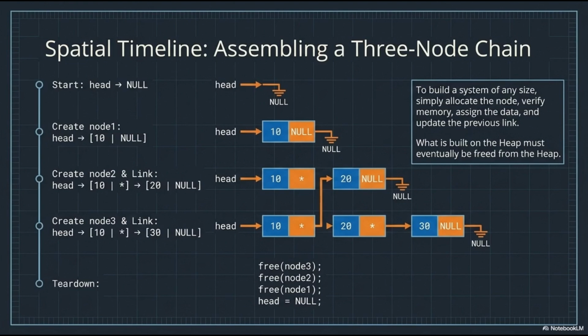Next up, we create node 2 with data 20, and we link node 1 right to node 2. We just repeat that process for node 3, continually updating that previous link. But hey, look at the teardown phase at the bottom.